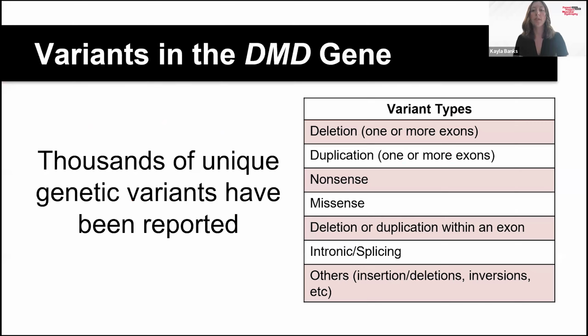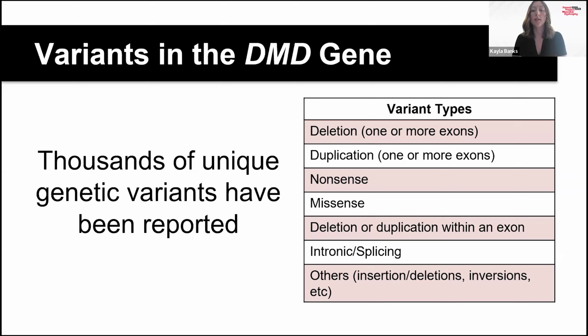You may have heard your DMD variant referred to in many ways: a variant, a mutation, a change in the gene. These terms are all referring to a difference in the DMD gene from what is expected, which may impact how the gene is functioning. There are thousands of different variants that have been reported within the DMD gene, but we can group them by type. The most common types of variants involve a deletion or duplication of one or more exons of the DMD gene. Smaller variants can also happen within an exon.